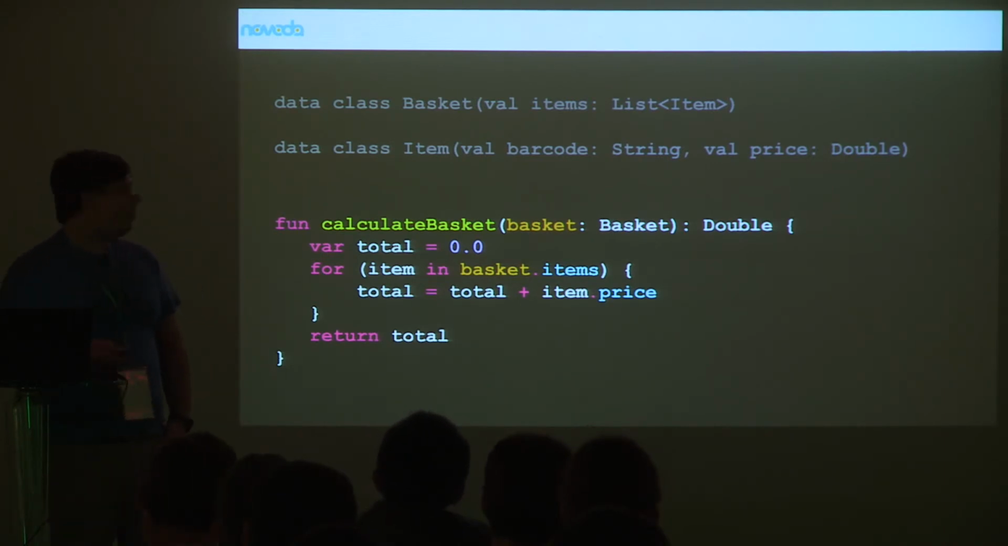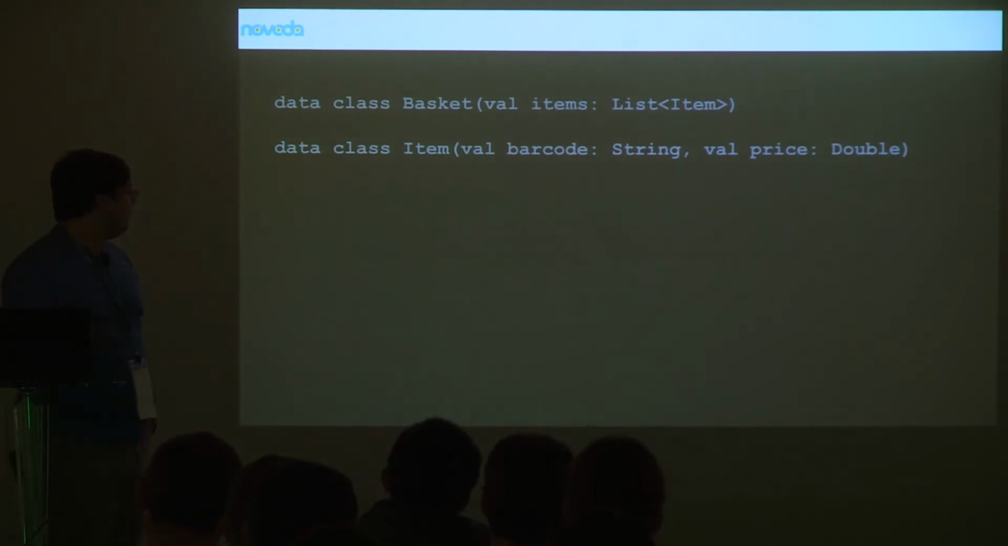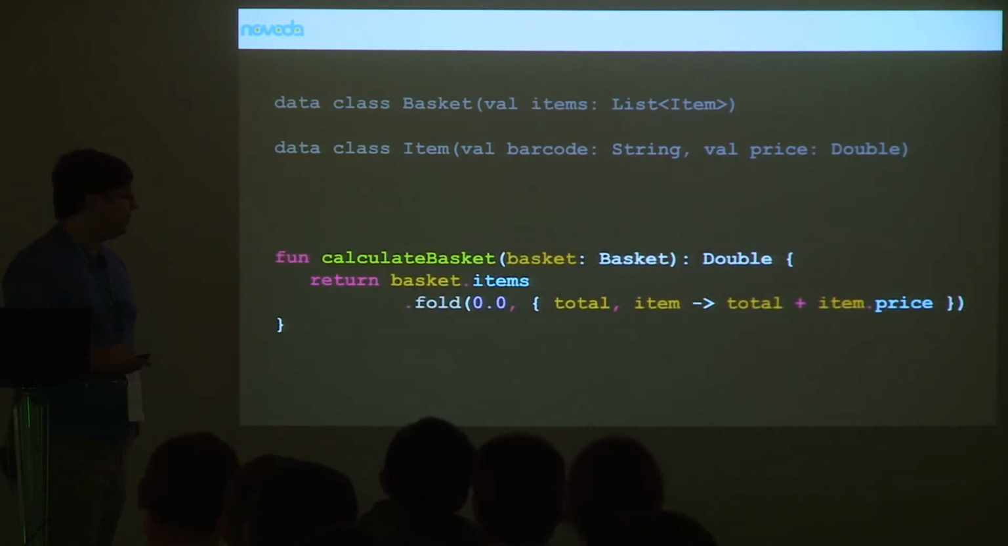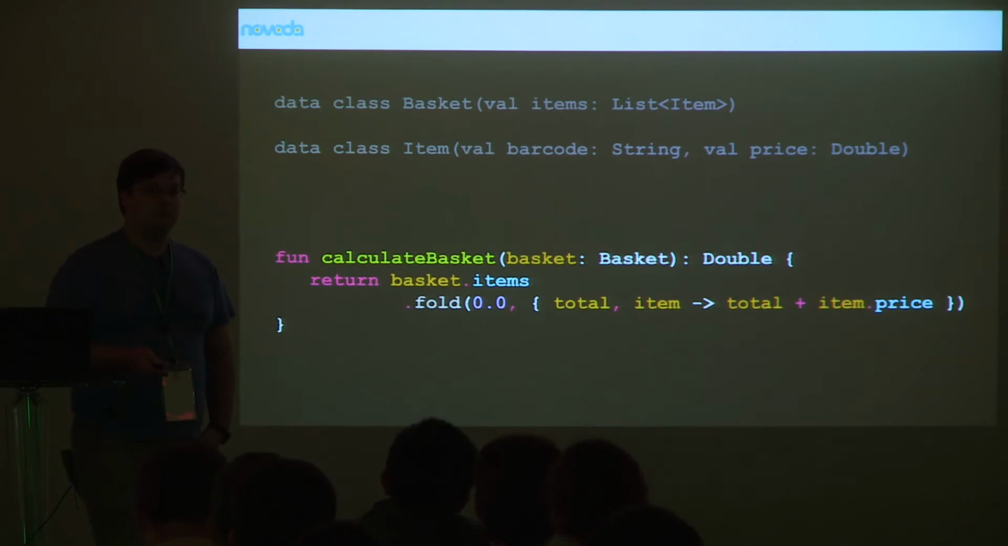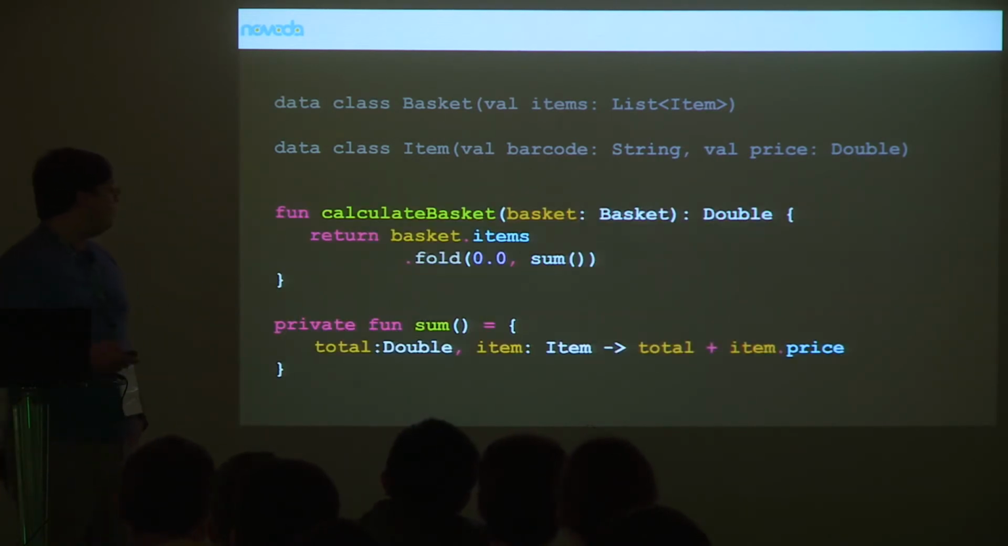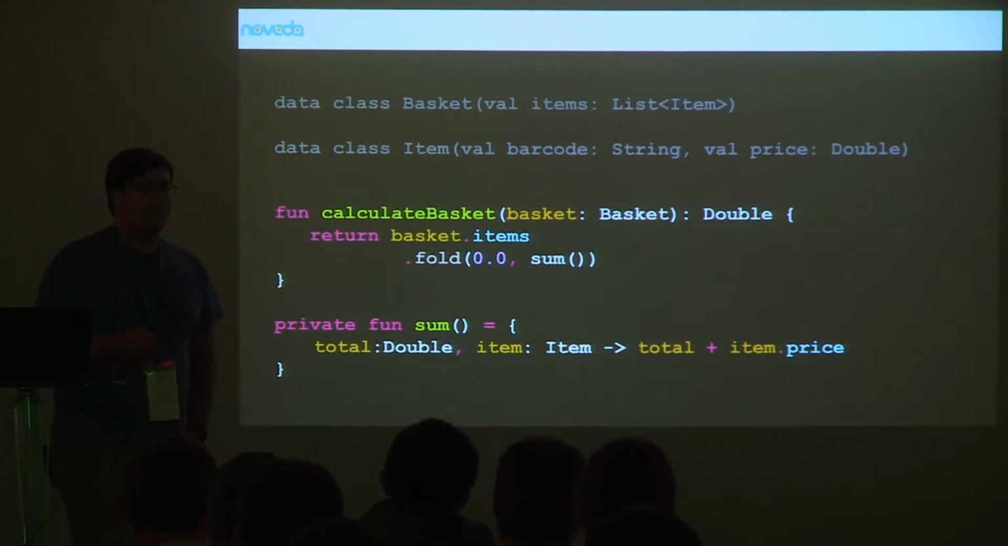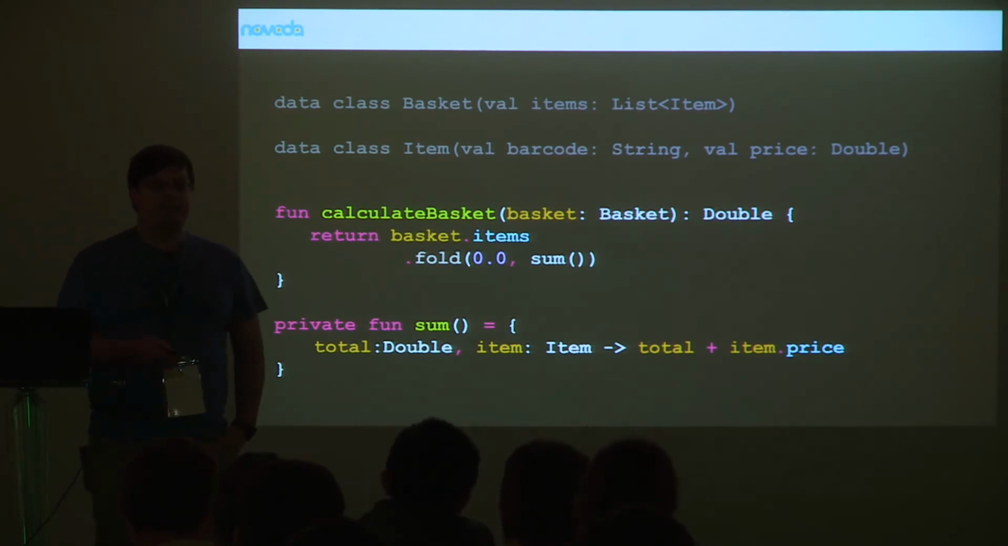It's not difficult. It's quite simple, actually. But I can still write it differently. I can write it using fold, and it would look like this. I take the list of items, I fold upon them, starting at 0 and passing a function that, given the total and an item, gives me back the result. I can even extract the function and call it sum. But then you're going to tell me, yeah, but I could extract functions. I can refactor object-oriented code or imperative code to make it look nicer.